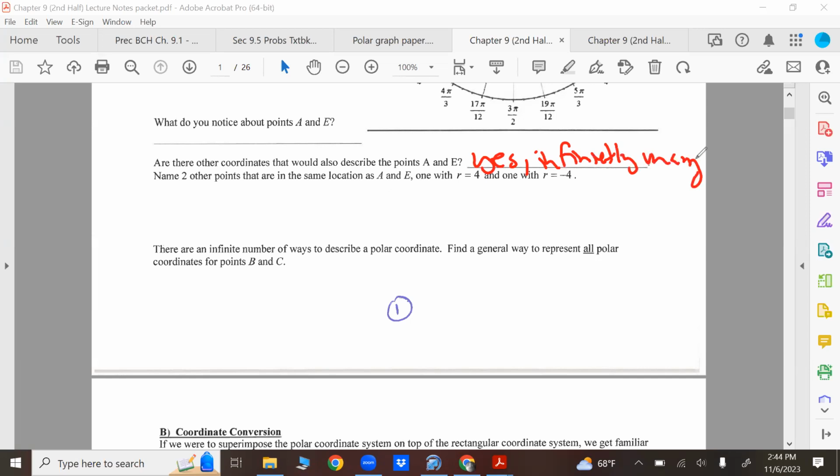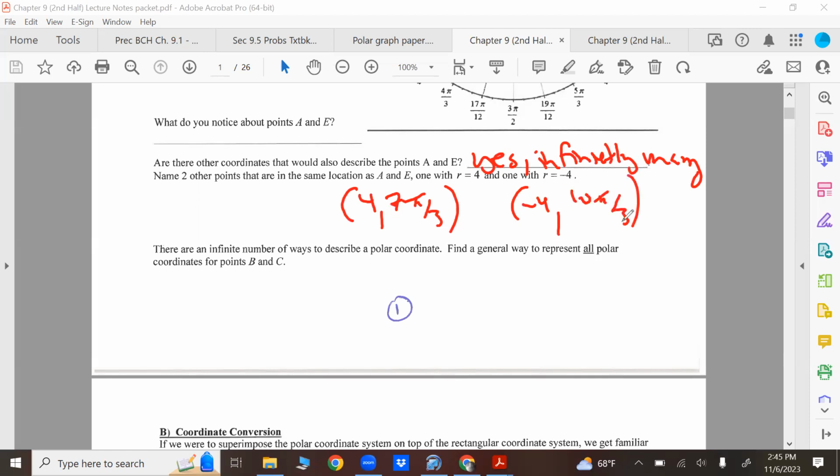Why is it infinitely many? You could just keep going round, or backwards, right? Totally. So name two of the points in the same location as A and E, with r equals 4. So you could say (4, 7 pi over 3), or you could say (-4, 10 pi over 3).